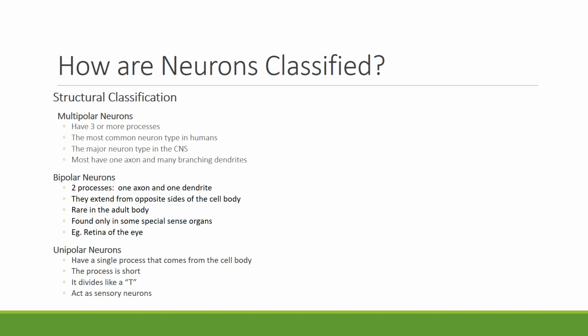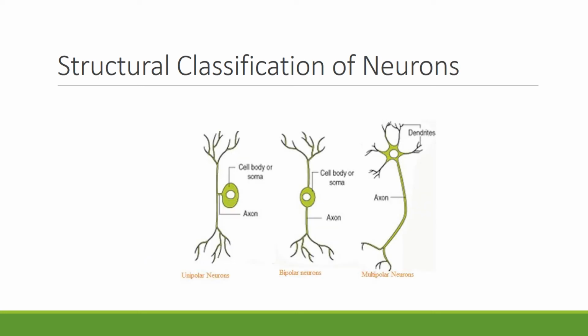And finally, unipolar neurons. Uni means one. Unipolar neurons have a single process that comes from the cell body. The process is short and it divides like a T. These neurons act as sensory neurons. In this slide, you can see unipolar, bipolar, and multipolar neurons. Note the differences we talked about on the last slide.